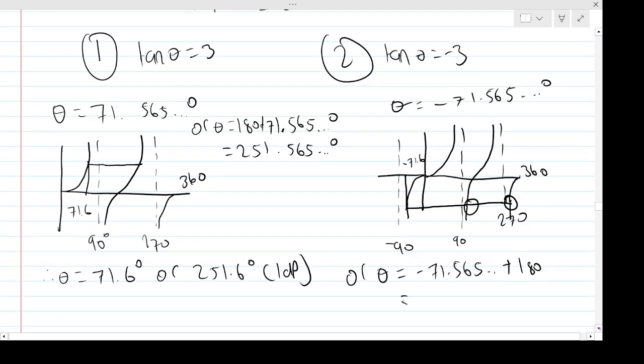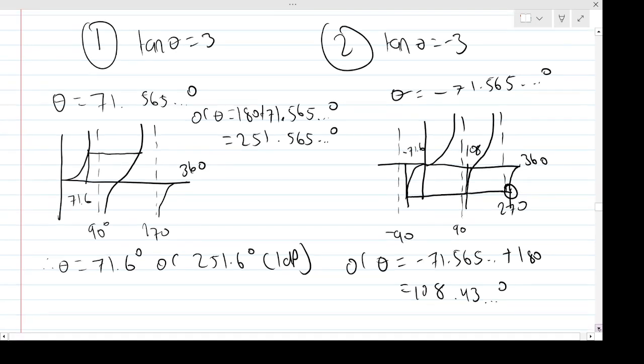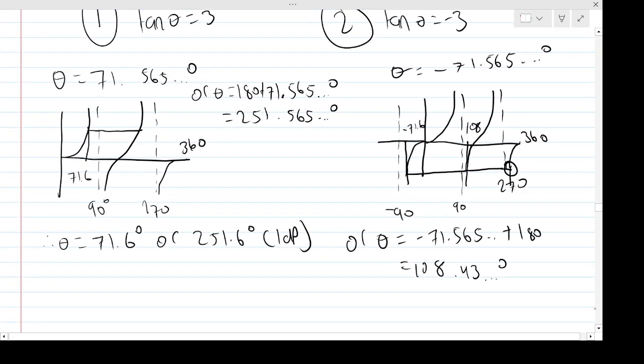90. If we do that then, we get 108.43 degrees, and that corresponds to that solution there, right? If we read that off, it would be 108 there, right? But then to get to this next point along, we need to add 180 onto this, because again, it's repeating every 180.